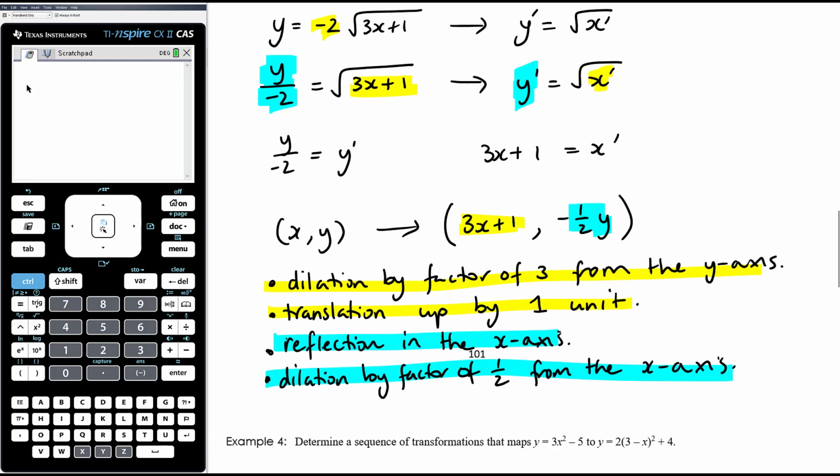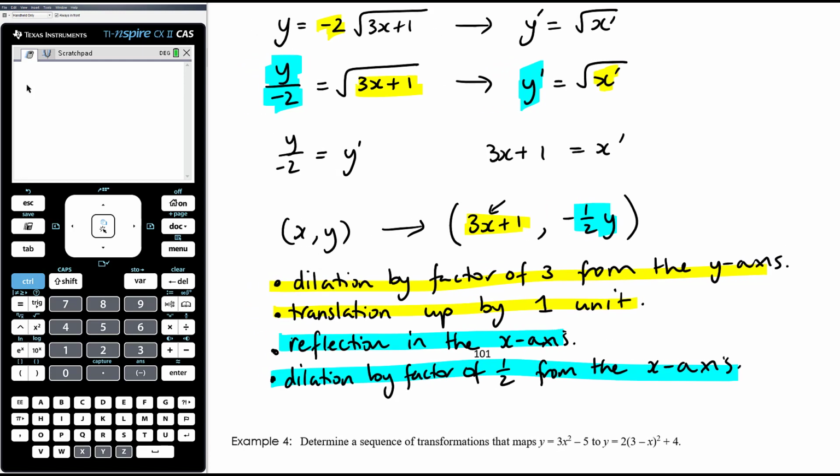Okay. The other thing to note is this, we could, if we really wanted, write that as 3 times x plus a third, in which case we could talk about translating to the right by a third before we do the dilation by a factor of 3 from the y-axis. Either of those, sorry, that's not up, is it? It's to the right. Sorry, it's an x coordinate.